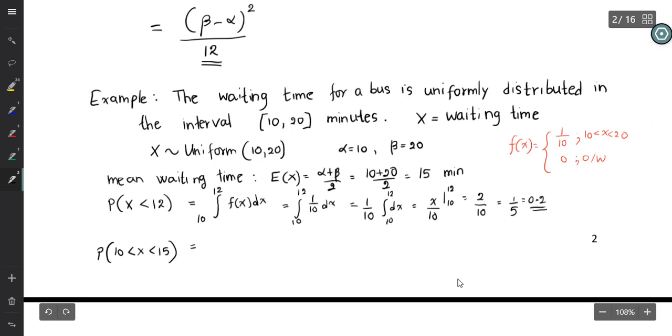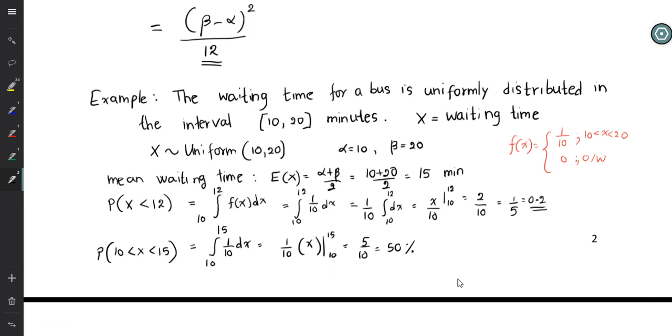Between 10 and 15, how do you find it? You integrate from 10 to 15 f(x) dx. Our f(x) is 1 over 10 dx. Okay, so 1 over 10 is the constant. You have x, evaluate from 10 to 15, which is 15 minus 10, which is 5 over 10, which is exactly 50%. What does that mean?